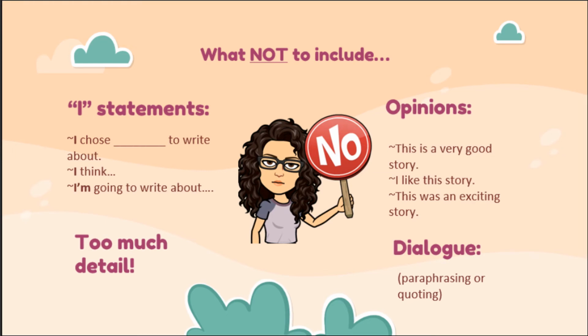So here are things not to include in your paper. Do not include I statements. So no, I chose to write about this or that. No, I think, no, I'm going to write about it. Don't do those things, because the simple act of you writing it and you putting it on the page shows your voice. So we don't have to see any of those I statements, because just you writing it tells us that it is your words.